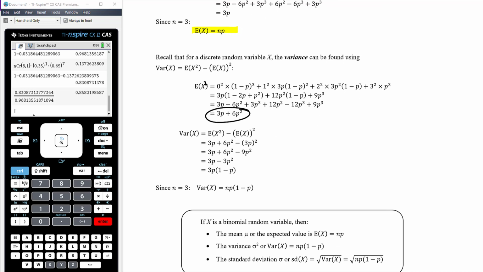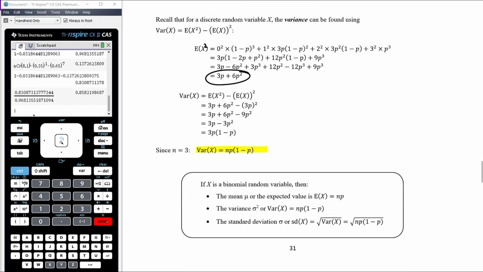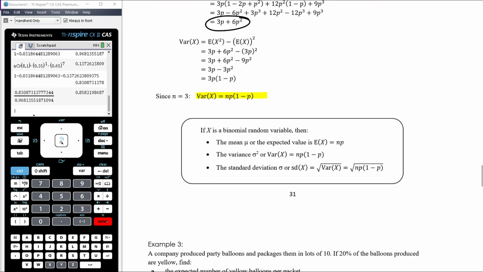And then we also need the expected value of x squared, which is that, minus the expected value of x all squared, which is that. And again, we tidy all this up, simplify it, and we get here. And we find that the variance of x is n, which was 3, times p times (1 minus p). And we can generalize that for any binomial probability distribution. The variance of that distribution is n times p times (1 minus p). So the number of trials times the probability of success, and then times the probability of failure. And obviously we can also then calculate standard deviation by taking the square root of the variance.